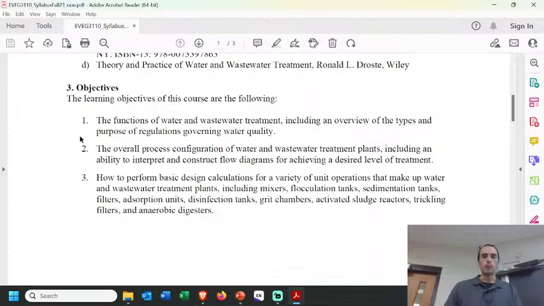Okay, objectives are pretty straightforward. You all have to take the PE or the FE eventually, right? So you want to do well on this section. That's basically the objective, right? It's to train you for that.